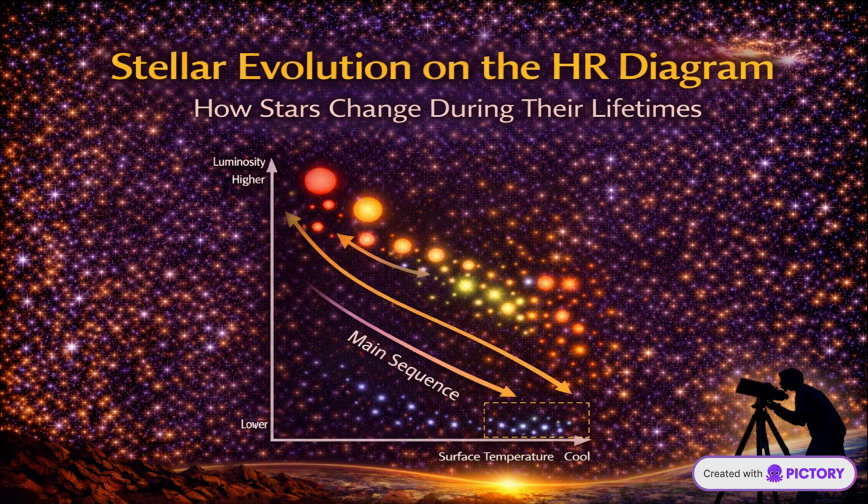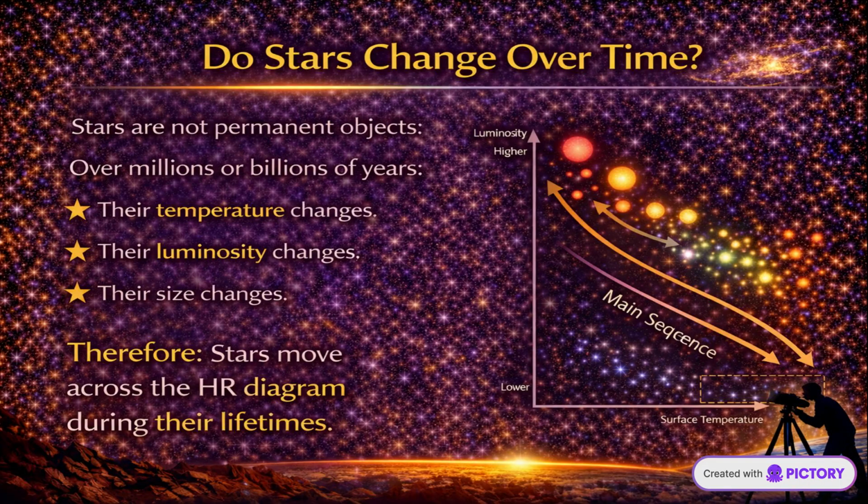Stars are not static objects. They are dynamic systems that evolve over time. In this lecture, we will understand how stars change during their lifetimes, and how these changes are represented on the Hertzsprung-Russell diagram. Do stars change over time?